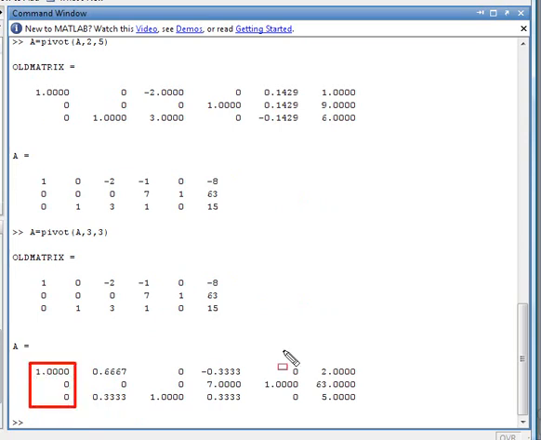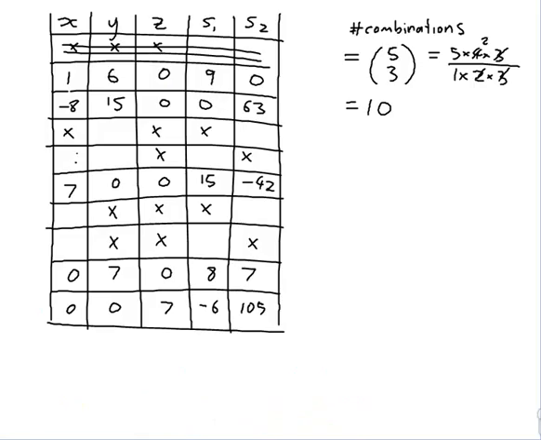And so we've got first column, second column, third column, and the answers. So we get X is 2, Z is 5, and S2 is 63. 2, 5, 63. And the other two are 0.